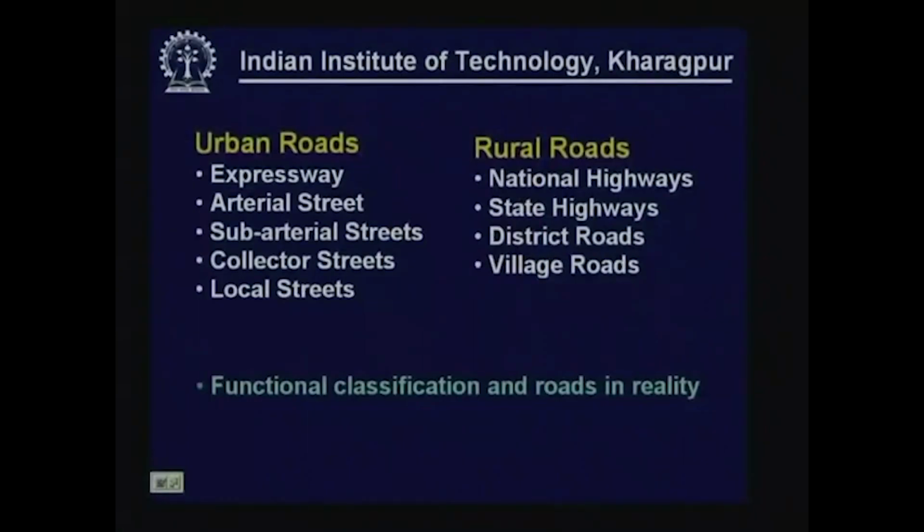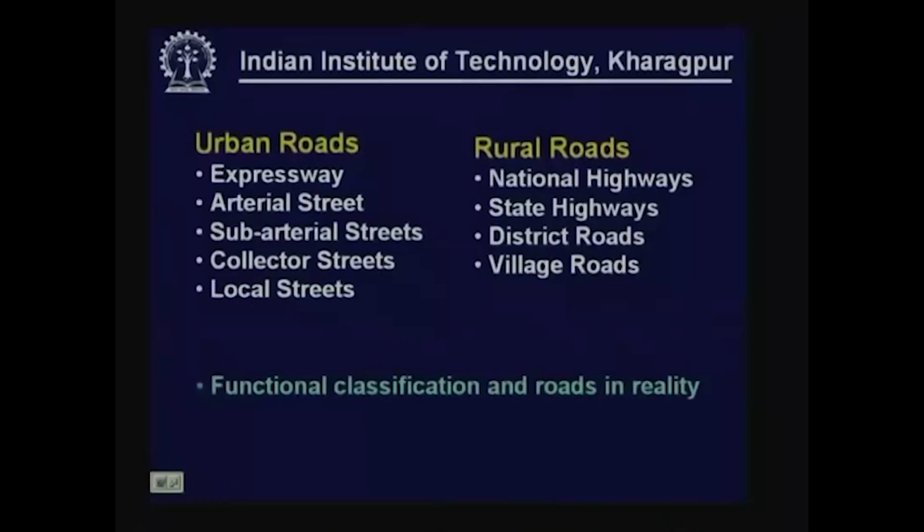Similarly, a slightly lower order road is the arterial street, a little bit lower order is the subarterial street, then collector streets and local streets. Local streets are essentially the roads we find in residential areas. So, these are normally narrow roads. We do not expect very high speed. So, in most cases parking is also allowed.